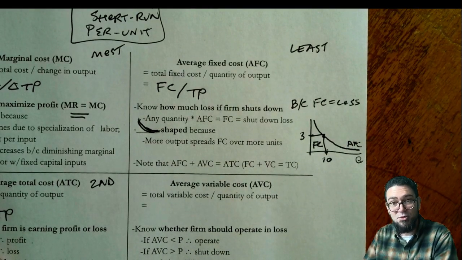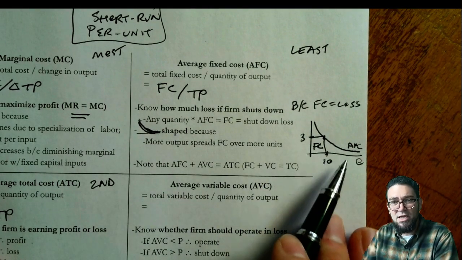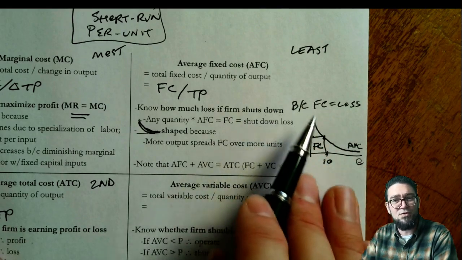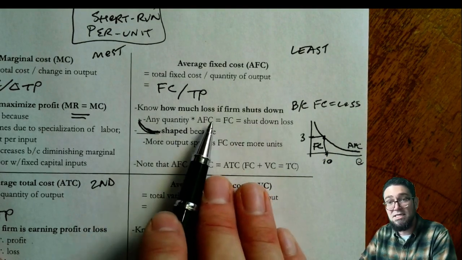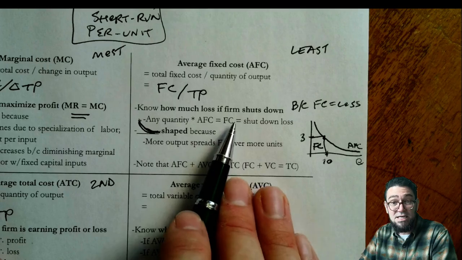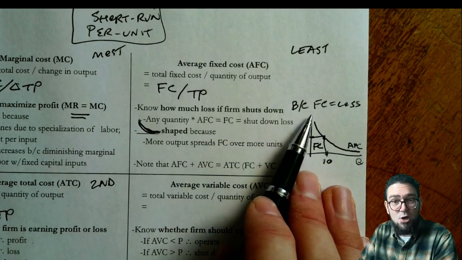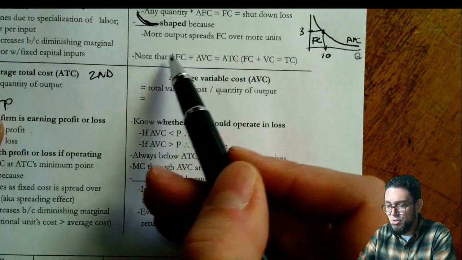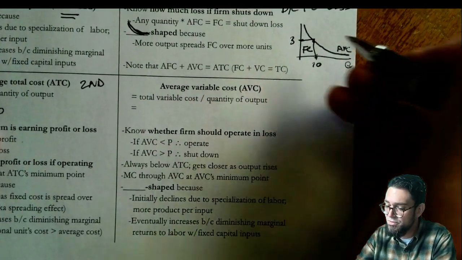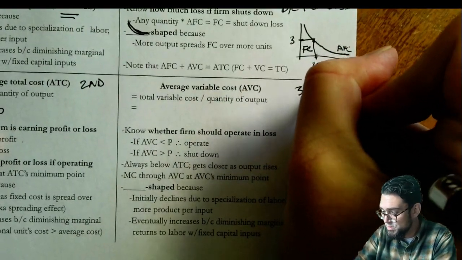And that's how much I would be losing, right? So we can observe that this is really helpful: if the firm is shut down, I can use this to figure out any quantity times the average fixed cost is going to equal the fixed cost, which is our shutdown loss in that scenario. Now, this one here, average variable cost, is probably our third most important.